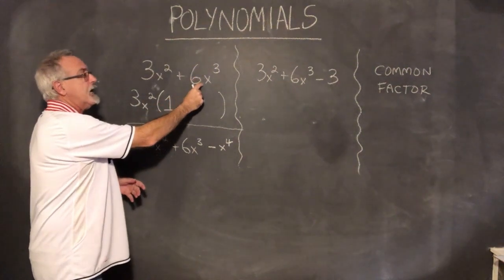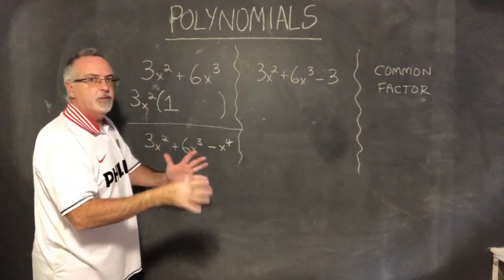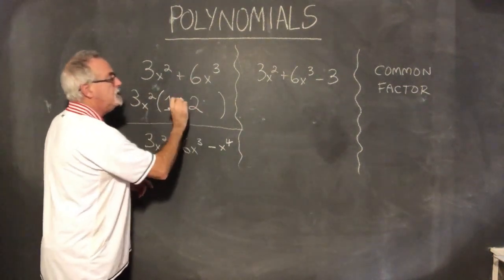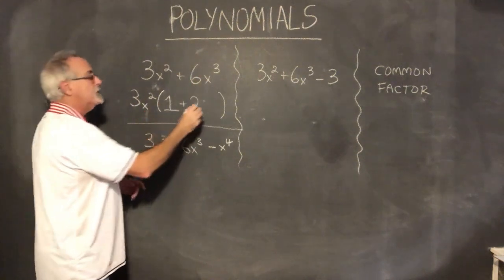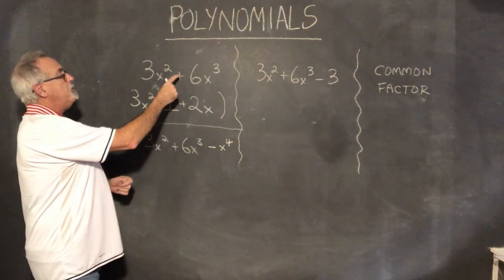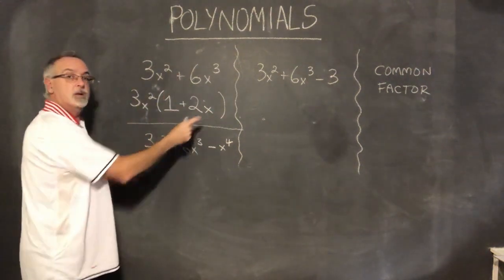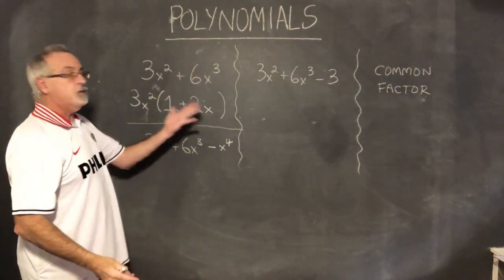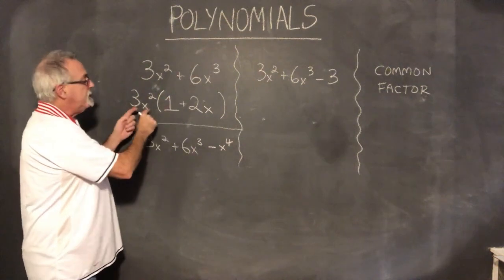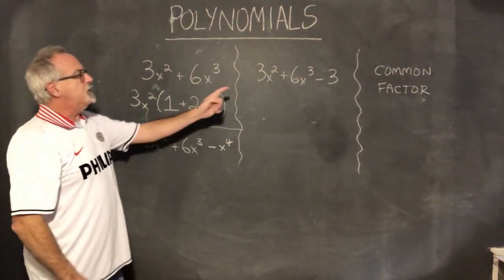Now we're doing this. 6x cubed divided by 3x squared. It's good to do it in pieces if you have to. 6 divided by 3 is equal to 2. And x cubed divided by x squared is equal to x. So the factor that we get when we divide 3x squared out of this expression is 1 plus 2x. And we have successfully factored this expression. We can't factor it any further. These factors are prime.